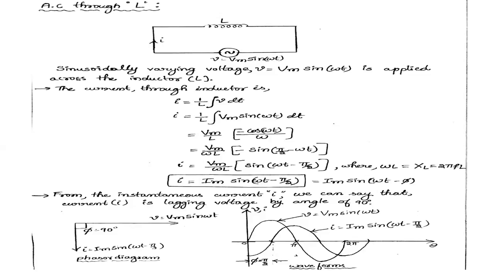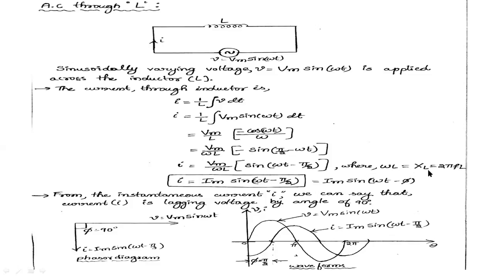By simplifying this, take Vm outside: Vm by L times the integral of sin omega t. You get minus cos omega t by omega. So Vm by omega L times minus cos omega t, which you can write as sin omega t minus pi by 2, using sin of 90 minus theta.